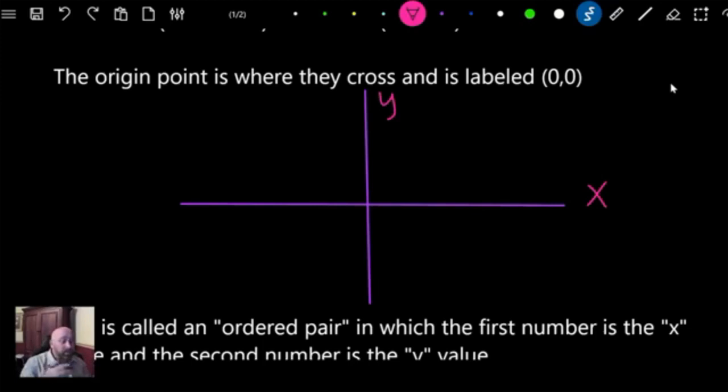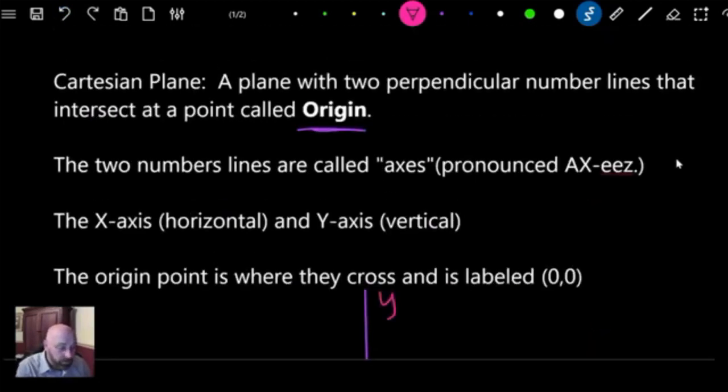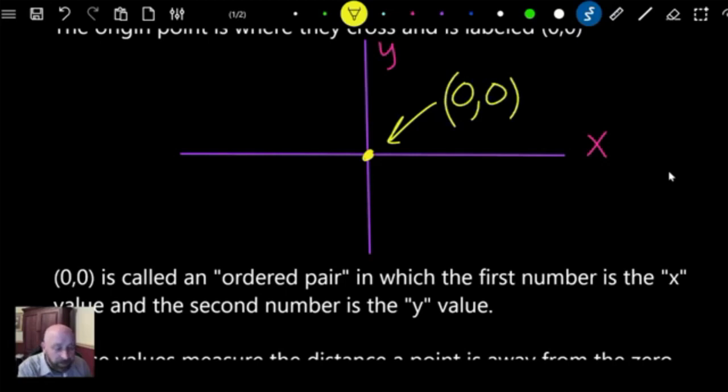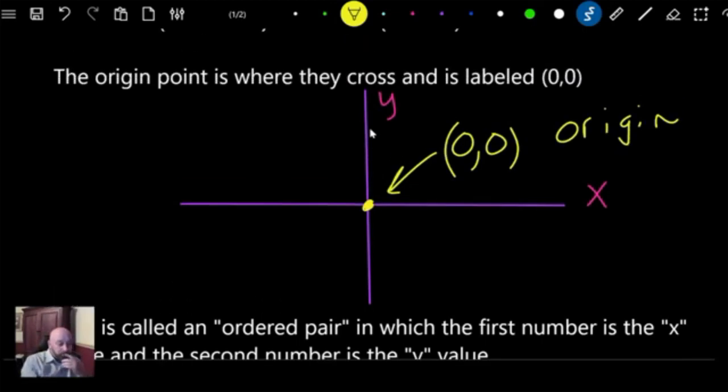When I draw something like this, you should be seeing what we call a Cartesian plane. Now, notice I said earlier that the origin point, we label it (0, 0). So where's the origin? Go back up here. The origin is where they intersect. So where do these two lines cross? They cross right here. This point right here is (0, 0). That's how we write it, and it's called the origin.